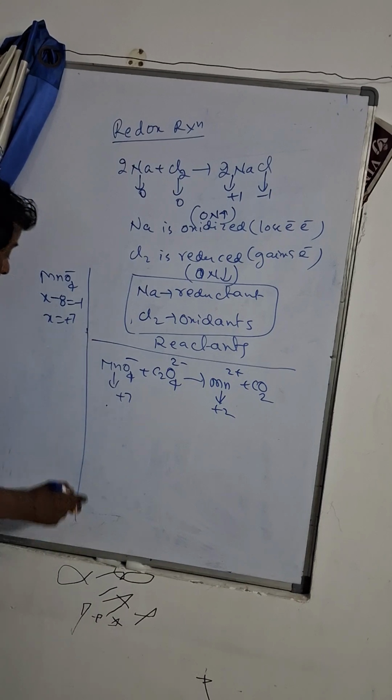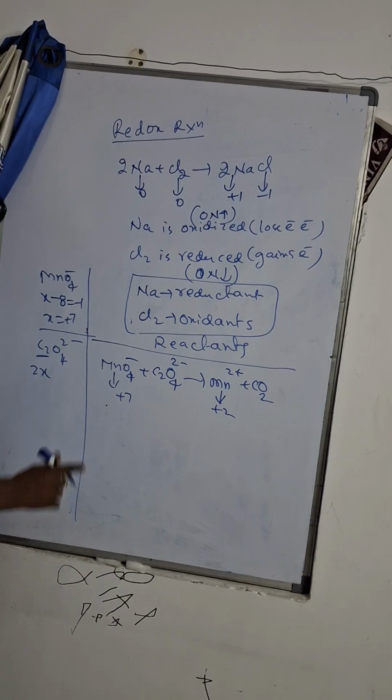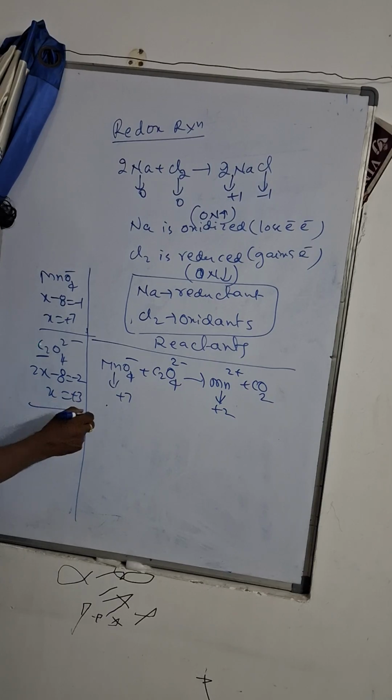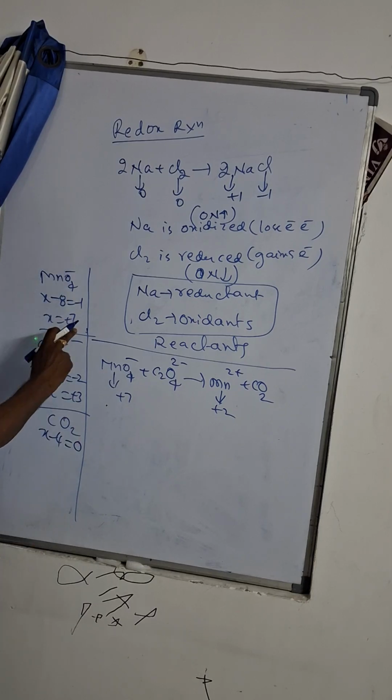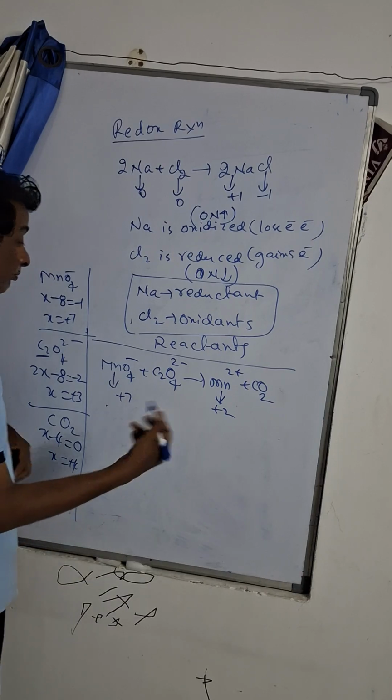Next, come to C2O4 2 minus. I am finding the oxidation state of carbon, 2x. 1 oxygen is minus 2, 4 oxygens is minus 8, so 2x minus 8 is equal to minus 2, x is equal to plus 3. CO2, carbon x. How many oxygens are there? 2 into minus 2 is minus 4. Now, no charge, no plus, no minus, you put 0. Here minus 1, here minus 2, but here 0. x is equal to plus 4. First it is important to indicate oxidation numbers. Okay. Plus 4.